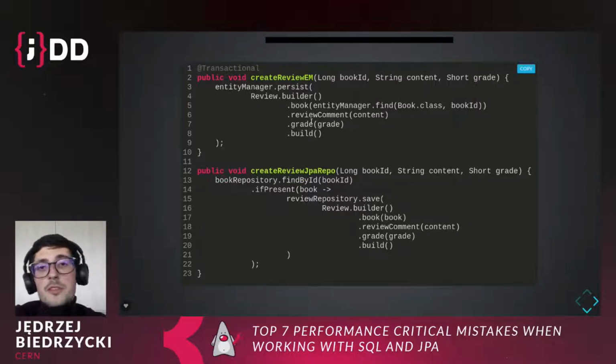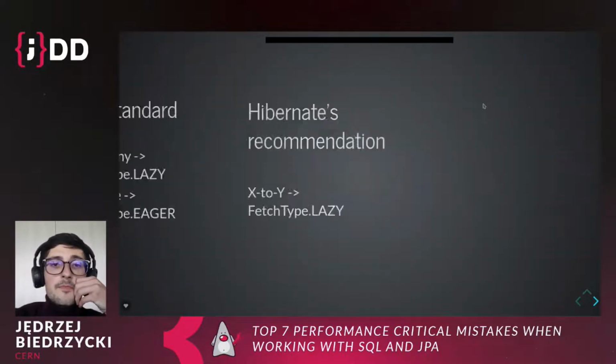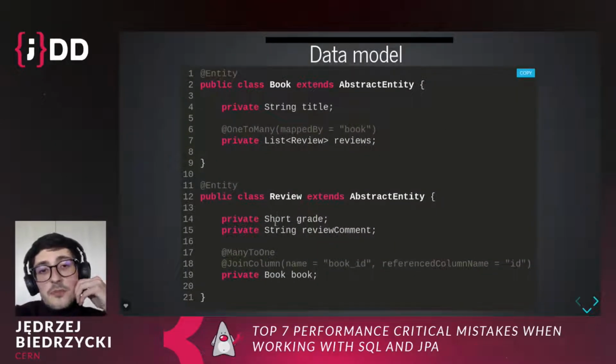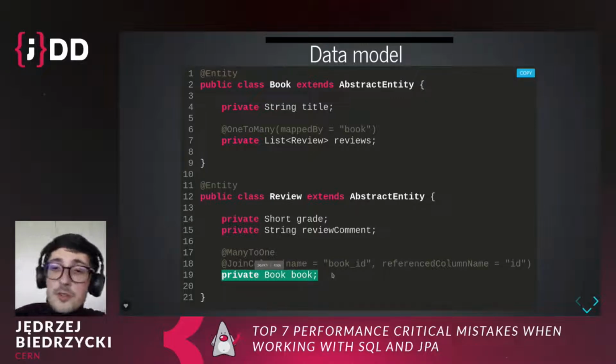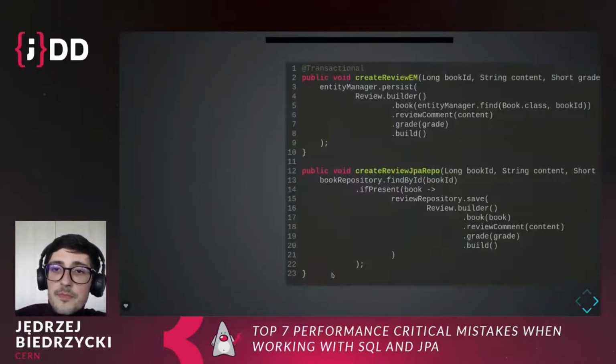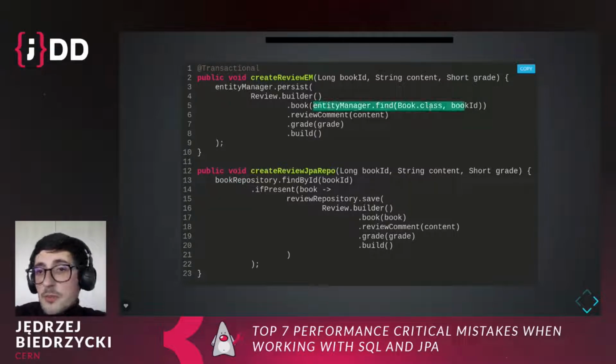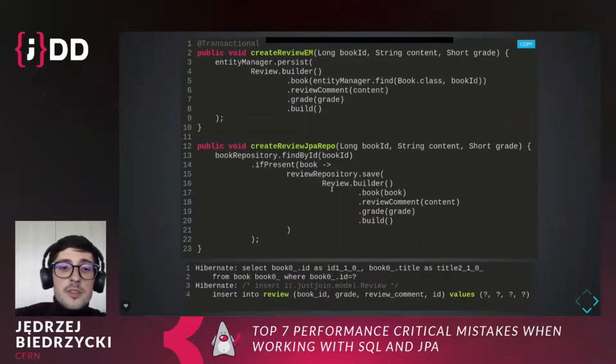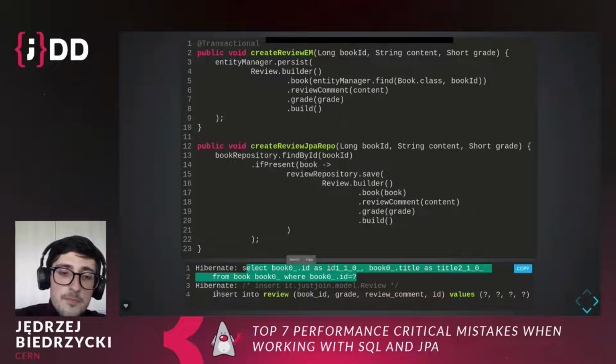And you see in both cases, we need to fetch the book because we remember that it's a bidirectional relationship. So a review class has a field book, right? So we need to set it in our builder. So we need to fetch it from the database, right? In this example using find on EntityManager, in this example using findById on the repository. And then we can see that Hibernate does exactly that. It fetches the book and inserts the review.